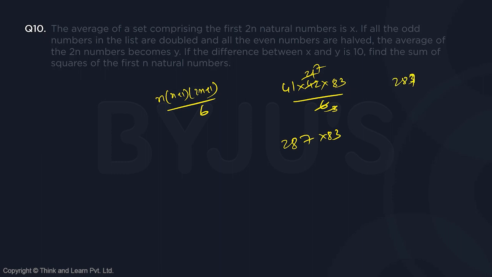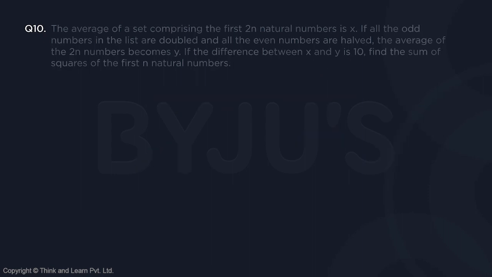But this is going to be 287 into 83. 7 3s are 21, 8 3s are 24, and so on, carrying through the multiplication. So 2, 3, 8, 2, 1 is your answer.